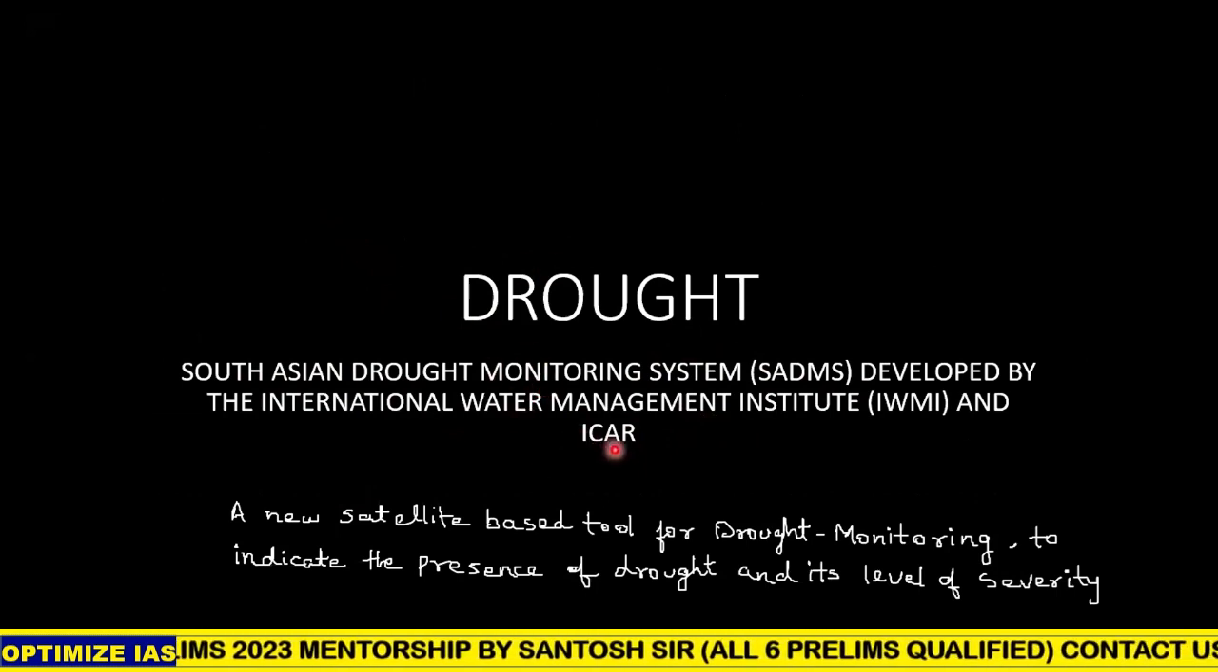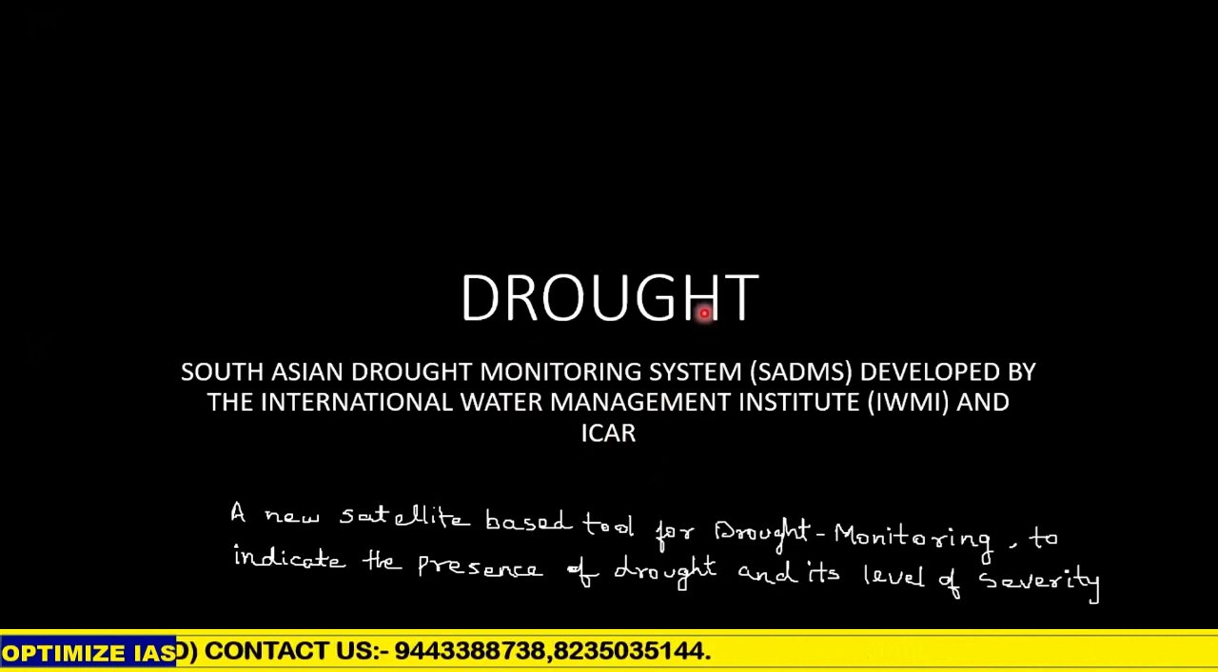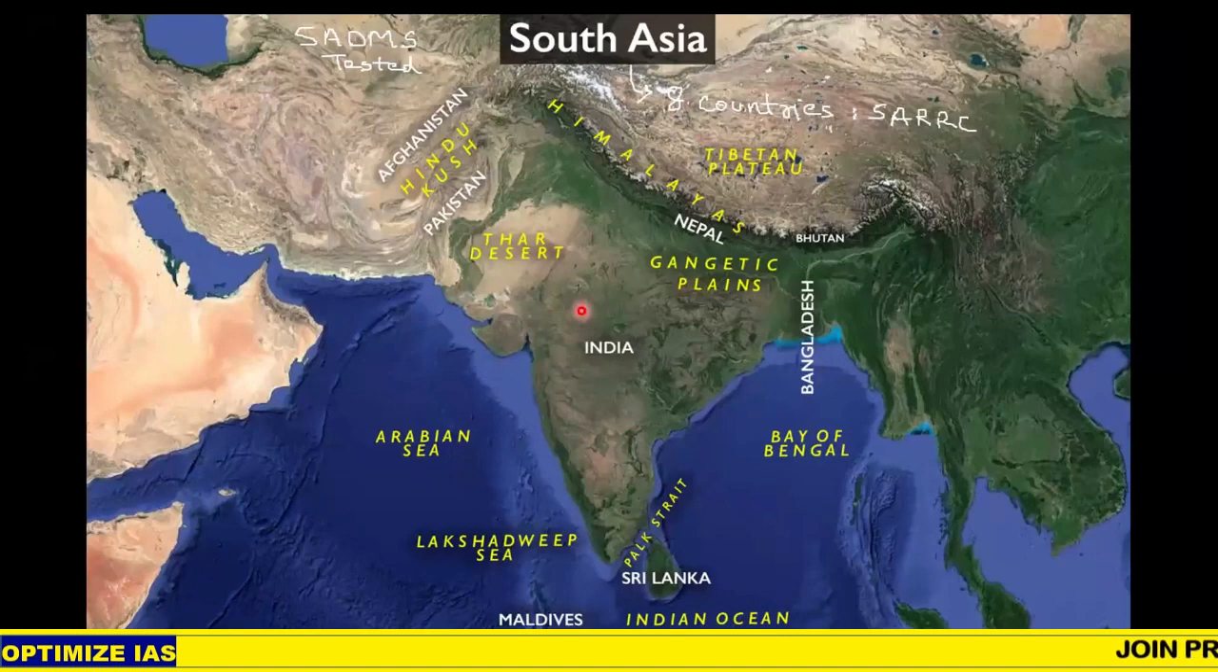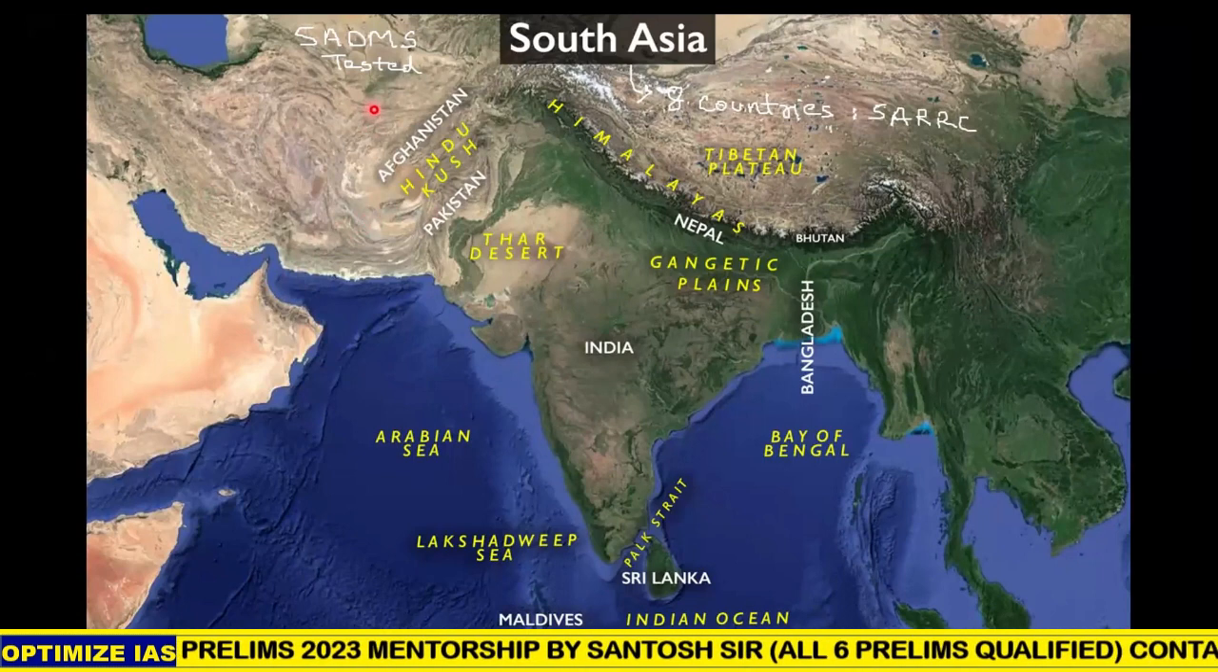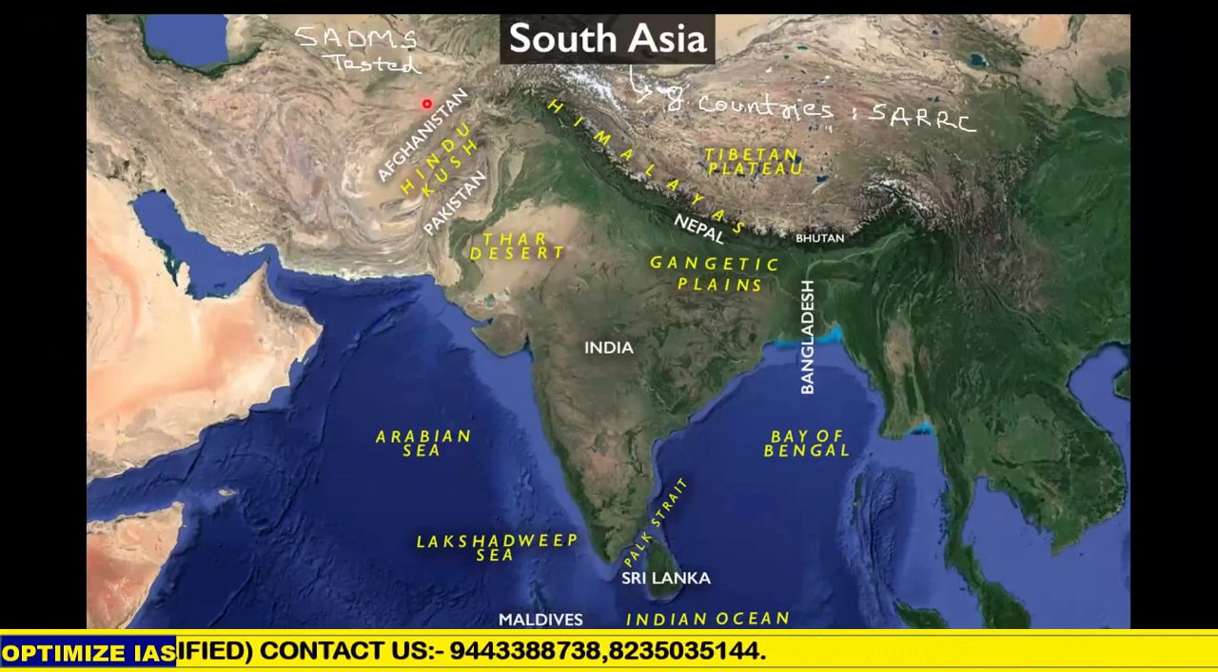What is that tool? It's a new satellite-based tool for monitoring and assessing drought conditions in the South Asian region, especially the level of severity. So it can measure up to the district or taluka level in future. This South Asian Drought Monitoring System has already been tested in the SAARC countries. So how many SAARC countries are there?